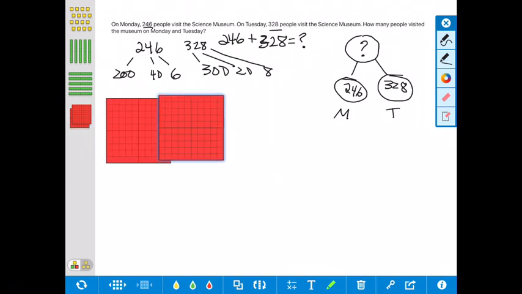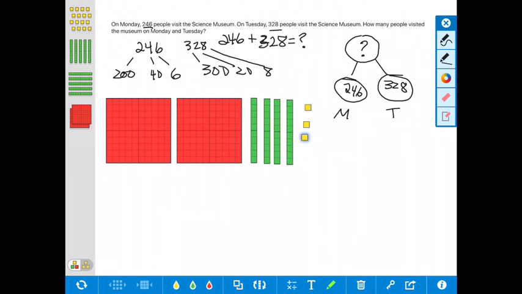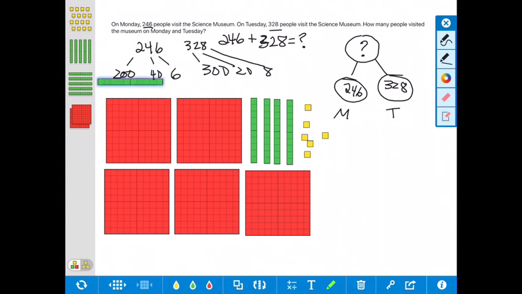If you don't have cubes or you don't use the virtual manipulatives online, you can simply draw this like you've done in class before. So 4 tens and then 6 ones. And now let's build the second number. 3 hundreds, 2 tens, and 8 ones.